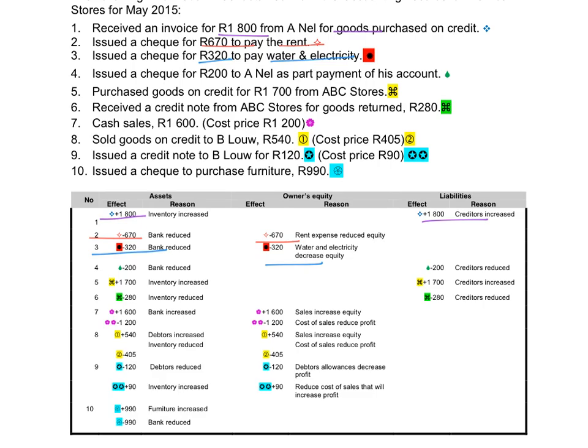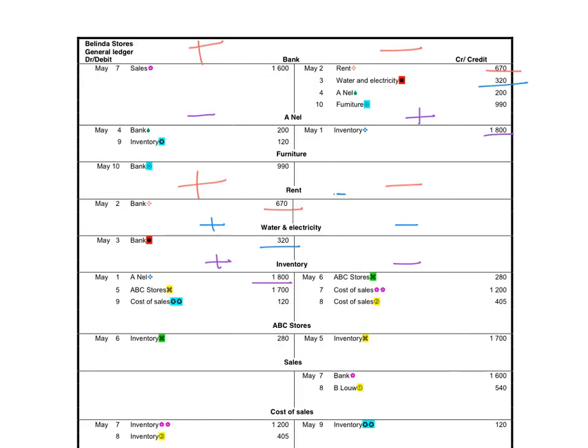Issued a check to Nell as part payment of his account. So we take money out of the bank, therefore the bank will reduce the assets. We pay Nell, so we are reducing our creditors because we owe less money to him, so my liabilities will decrease. In the ledger, we will remove the money out of the bank on the credit side, and we will debit now to show that his liability decreases and we owe less money.